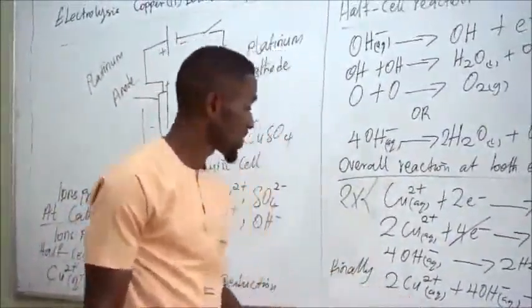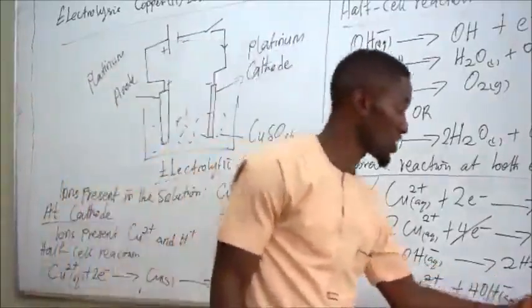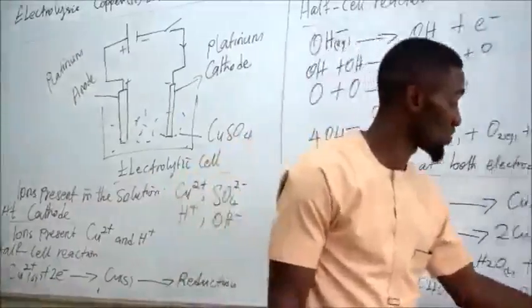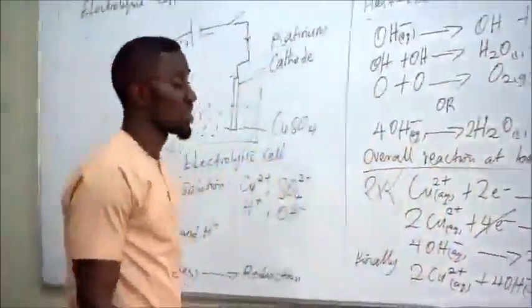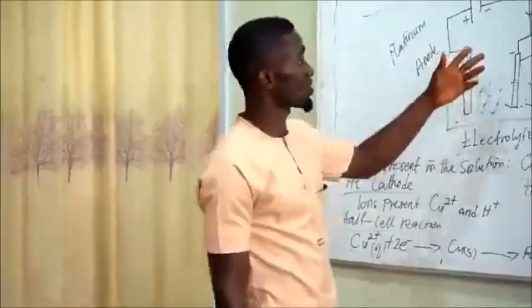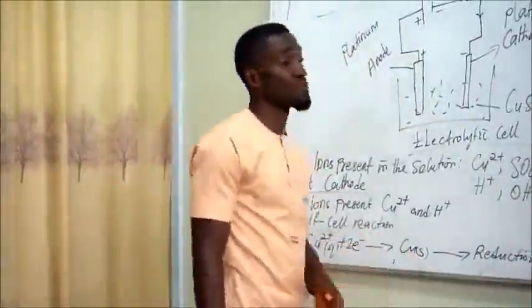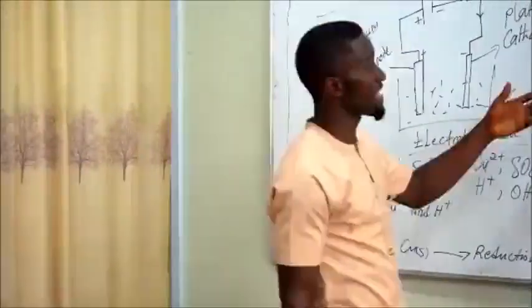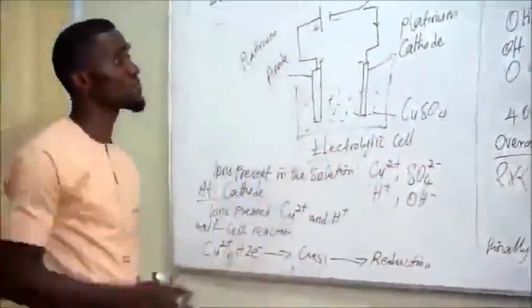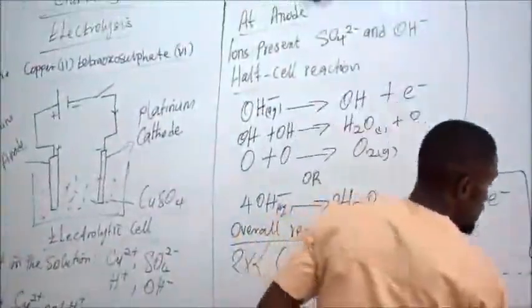2 molecules of copper 2 ion plus 4 molecules of hydroxyl ion leading to production of 2 molecules of copper solid plus 2 molecules of water plus 1 molecule of what? Oxygen gas. So, in the electrolysis of copper 2 sulfate, at the cathode, copper metal is what? Deposited. Then at the anode, oxygen gas is what? Deposited. Now, what happens to the solution? What do you think will happen to this solution?